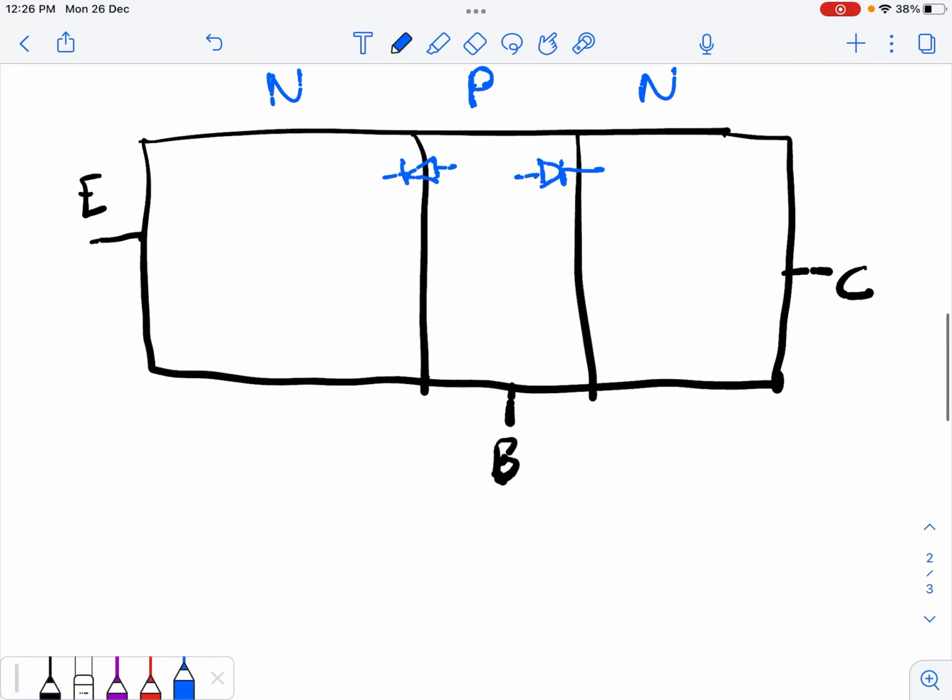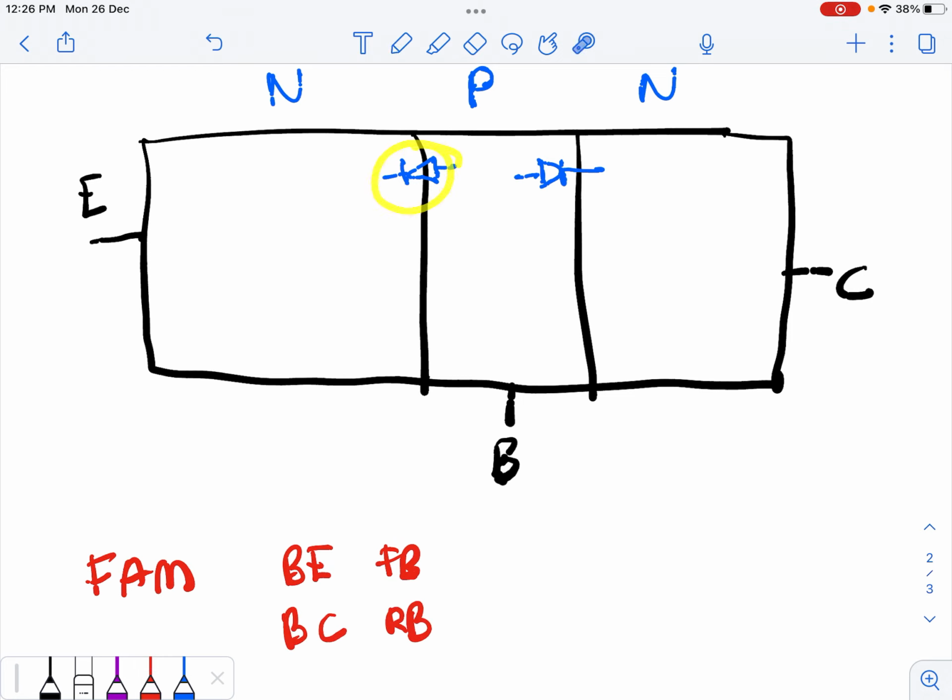So let's learn how the BJT works in forward active mode, which means the base to emitter junction we forward bias, and the base to collector junction we reverse bias. When we forward bias a junction, it means there will be a lot of current flow, and the current flow is due to diffusion.